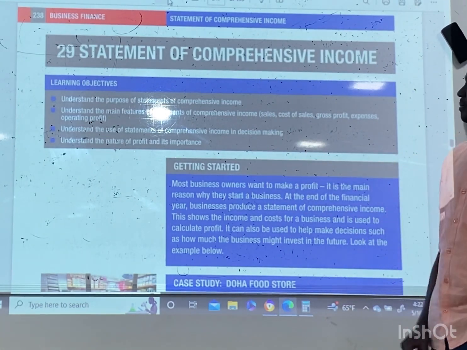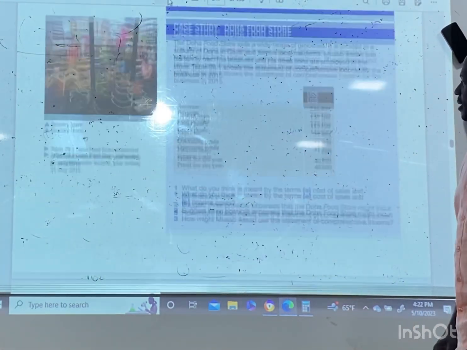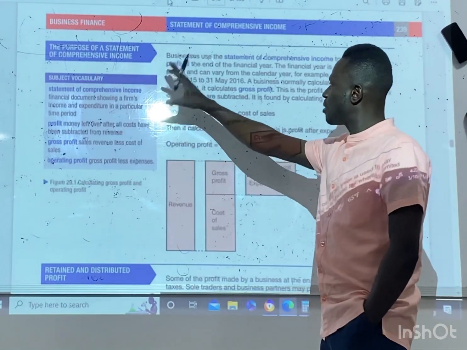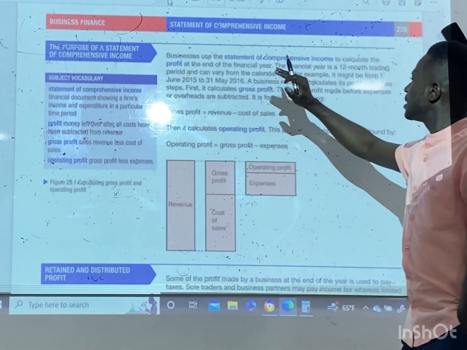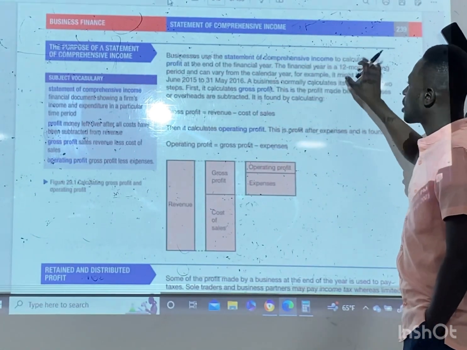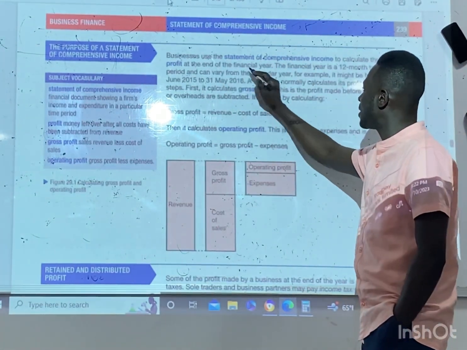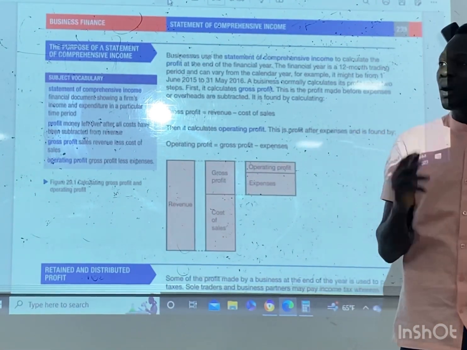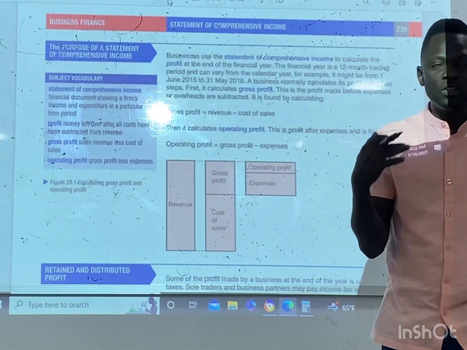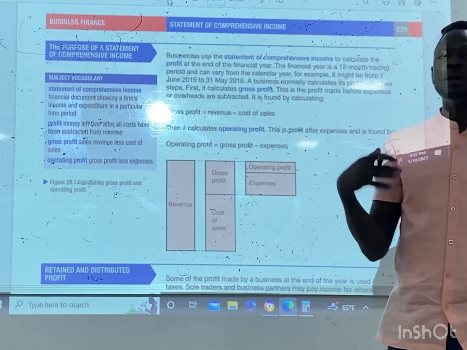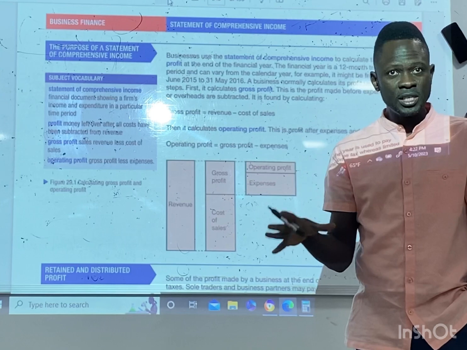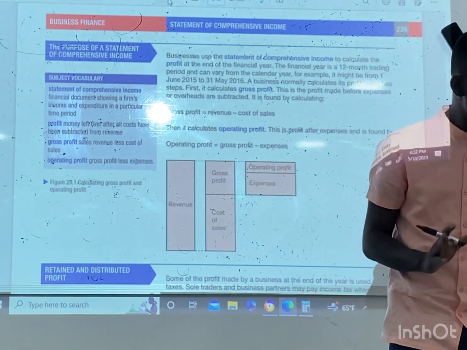Scroll down, please. Yeah, thank you. So the purpose of a statement of comprehensive income. Businesses use the statement of comprehensive income to calculate the profit at the end of the financial year. So as soon as you sell, your aim of purchasing is to be able to sell to make profit, yes or no? The aim of purchasing, the aim of starting the business is to make a profit.